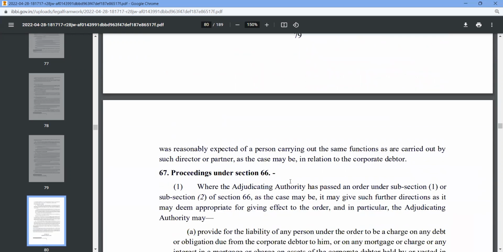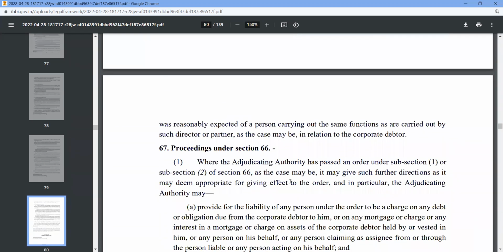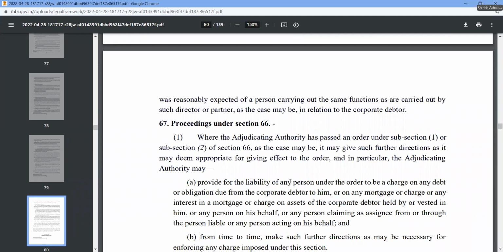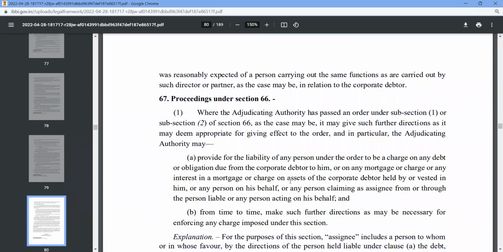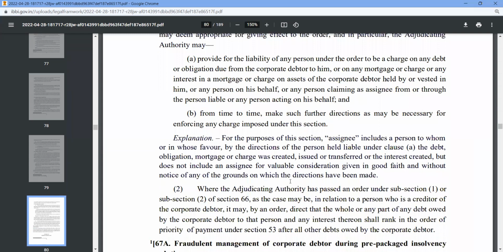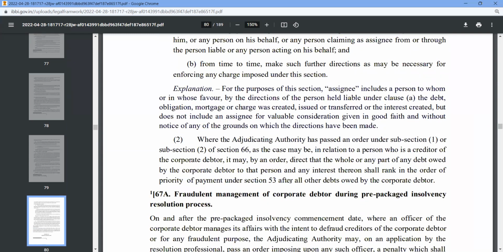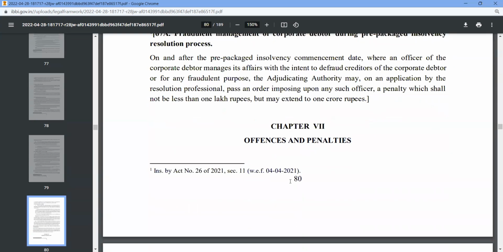Then proceedings under section 66. Basically, they are making the person liable. Now let us again go back to our PPT.